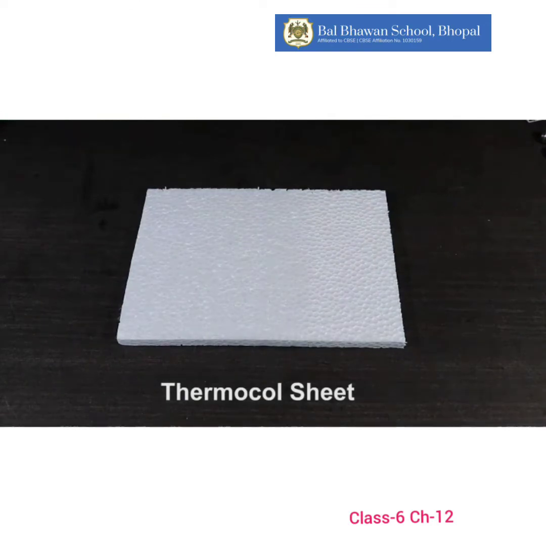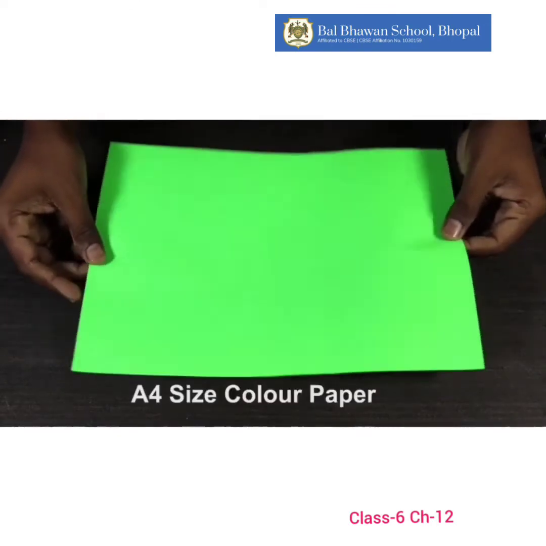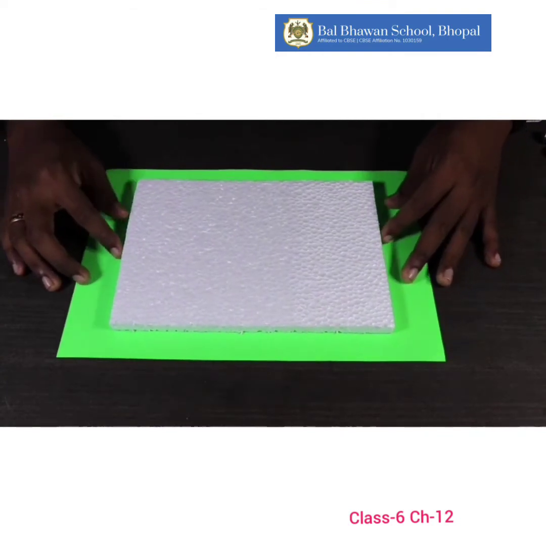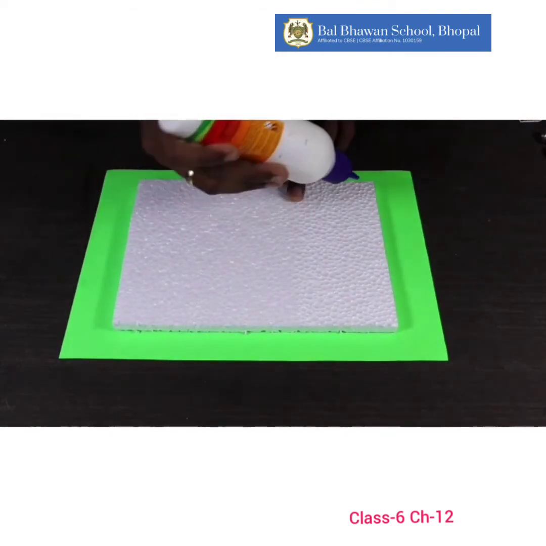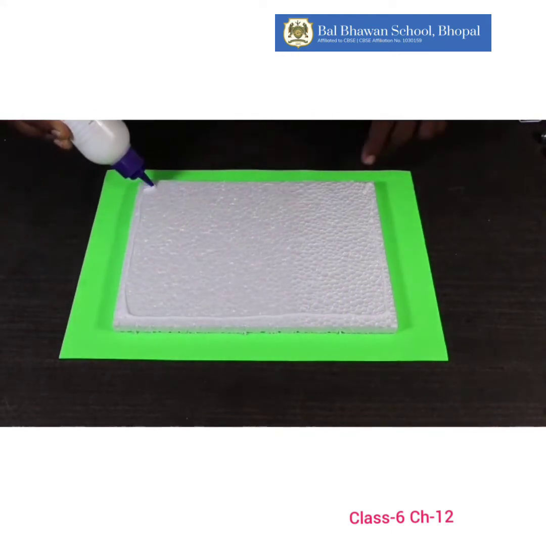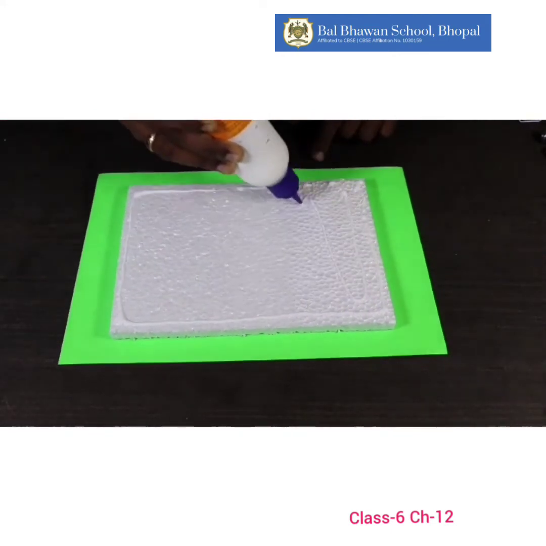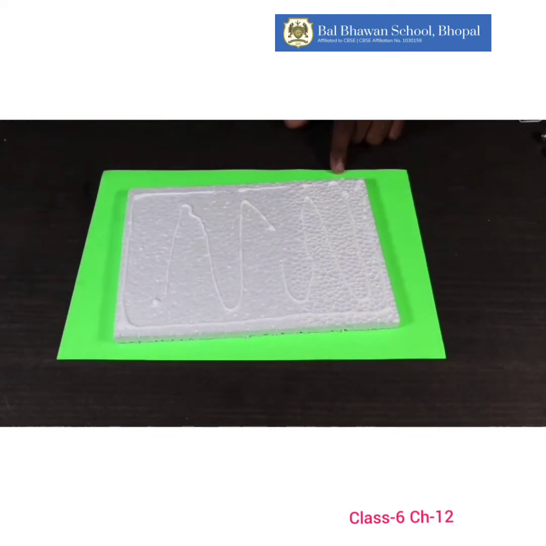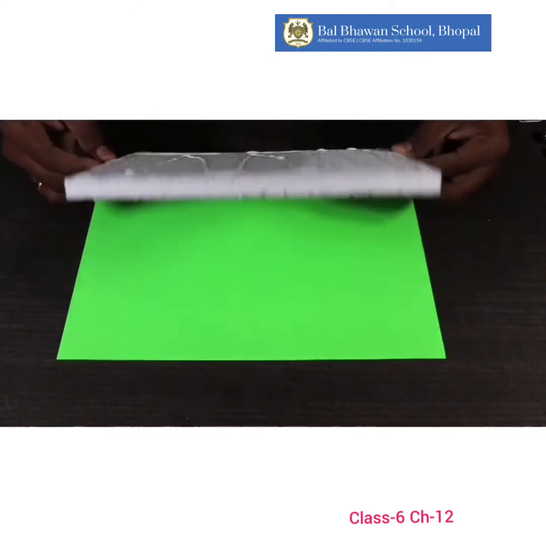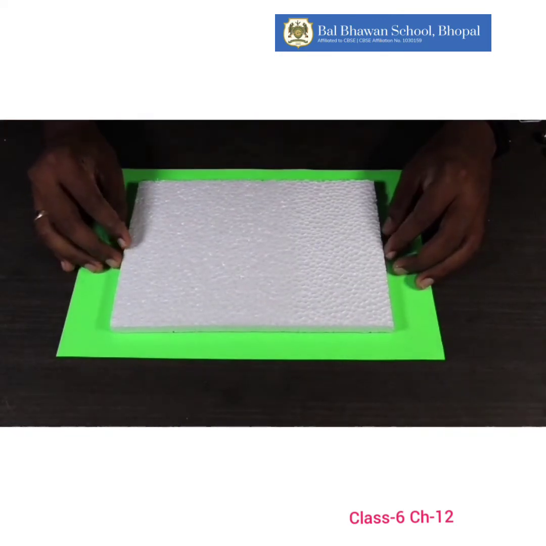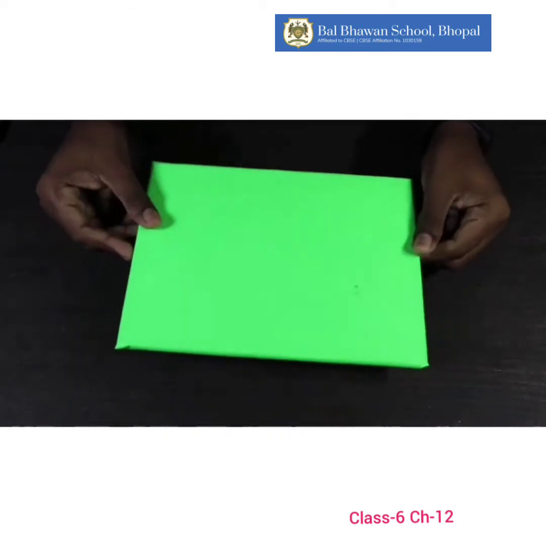Now take a thermocol sheet. Cover it with A4 size colored paper. Thermocol is light in weight and we are using it as a base on which we will be placing the components of the circuit. Cover the sheet by placing glue on the thermocol. Thermocol is light in weight, easy to carry. Cover it nicely.